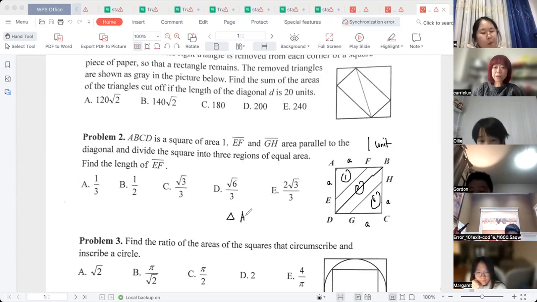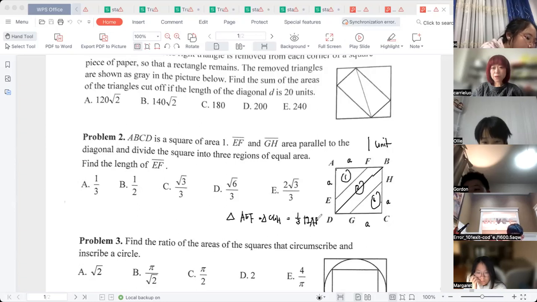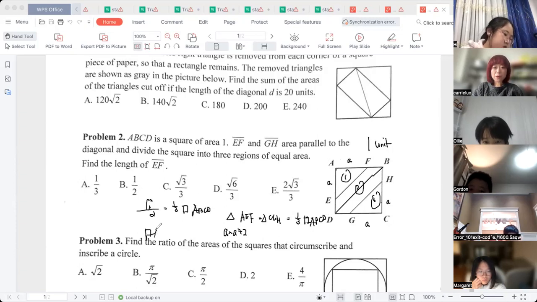So triangle AEF equals triangle CGH, which must equal 1/3 of the square ABCD. Correct, everybody? So we can calculate AEF: a times a divided by 2. That means a squared over 2 equals 1/3 of the square ABCD. So we know square ABCD equals 3a squared over 2. Correct, everybody?